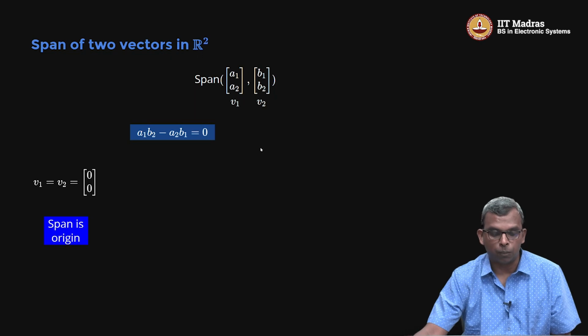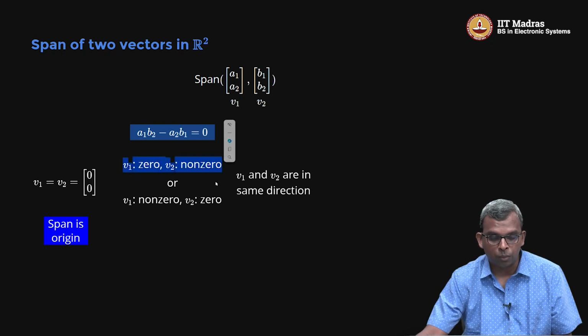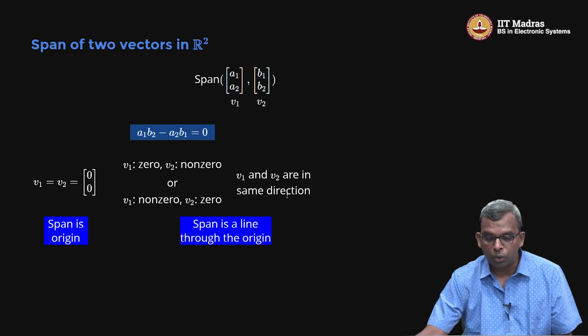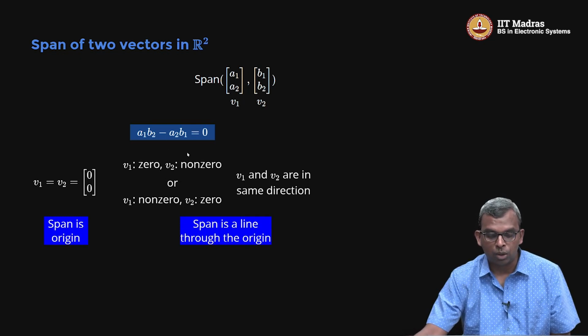Both these vectors can be 0. Then the span becomes the origin. Okay, so it's an easy case. Or you may have one vector being 0, the other being non-zero. Right? V1 is 0, V2 is non-zero, or V1 is non-zero, V2 is 0. If V1 is 0 and V2 is non-zero, you will get span of V2. If V1 is non-zero, V2 is 0, you will get span of V1. Or you may have V1 and V2 in the same direction. In all these three cases, when A1 B2 minus A2 B1 is 0, you will get span as a line through the origin. If both are 0, then it's a boring case, span is origin. If one of these is non-zero, either this can happen, or you may have V1 and V2 having the same direction, in which case span is a line through the origin.